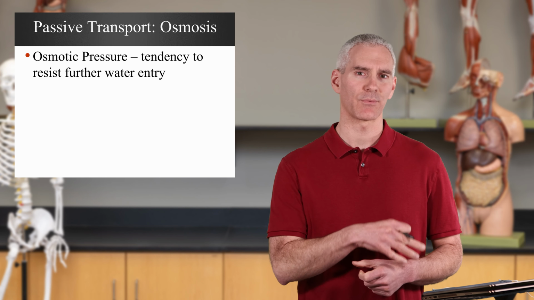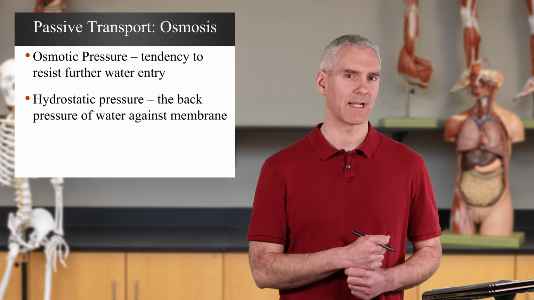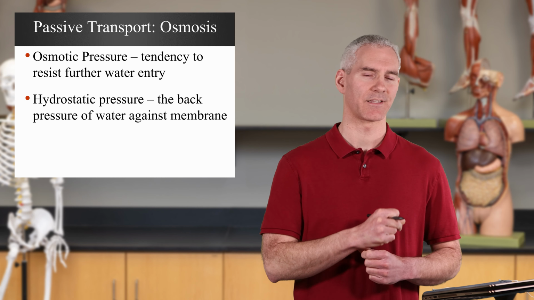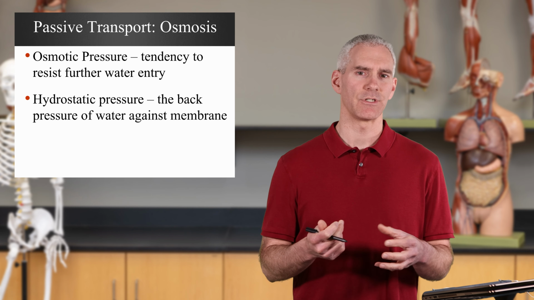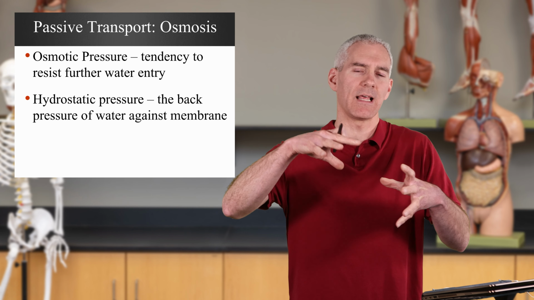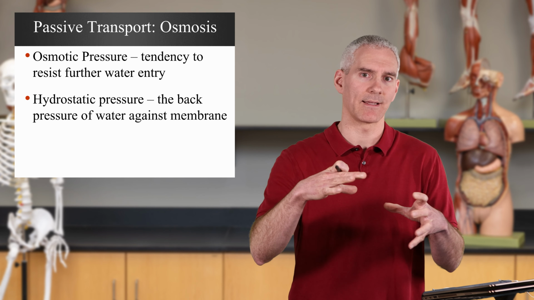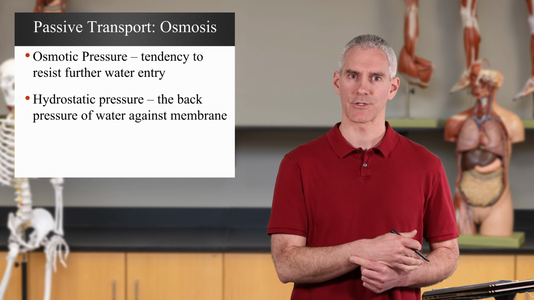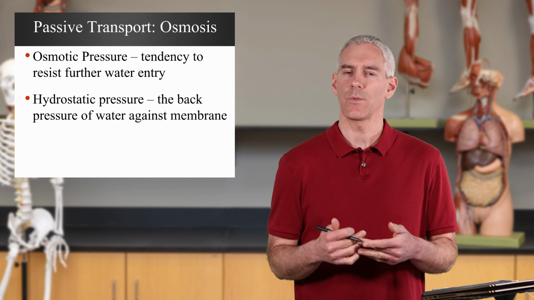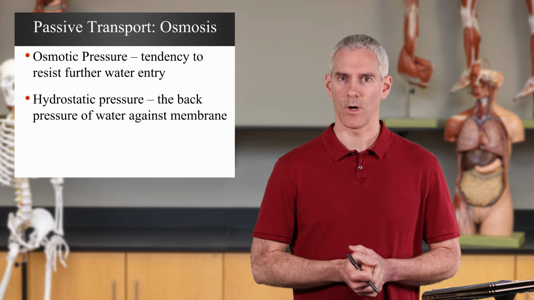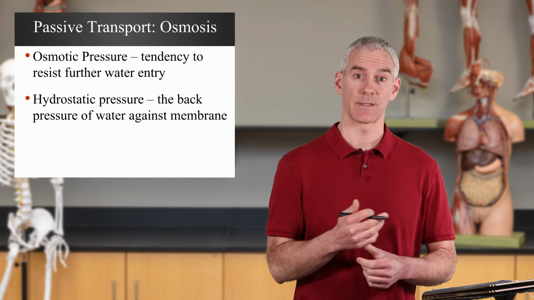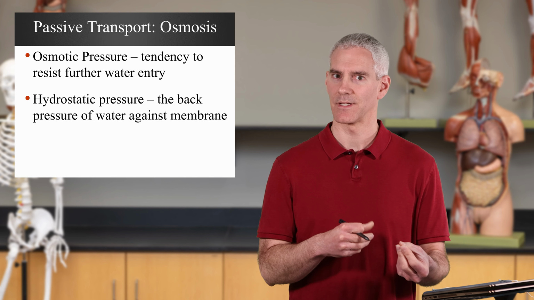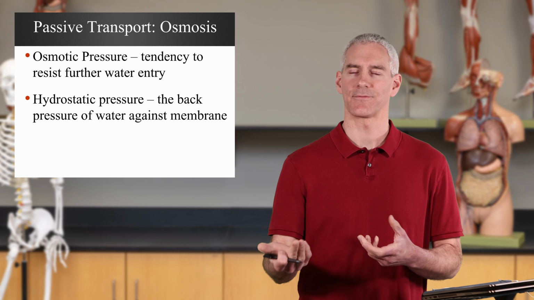Now, this osmotic pressure goes right hand in hand with hydrostatic pressure. Hydrostatic pressure is the back pressure of water against the membrane. What that's referring to is, as you bring more fluid in, it's pushing that membrane out. Well, the membrane wants to push back against that. It can only stretch so far. Usually osmotic pressure and hydrostatic pressure go hand in hand. They're both trying to prevent further entry of water. Just, the hydrostatic pressure is the pressure of the water itself. The osmotic pressure is the fact that there's not enough of the actual solutes to bring more water in. They're not having a high enough concentration anymore.